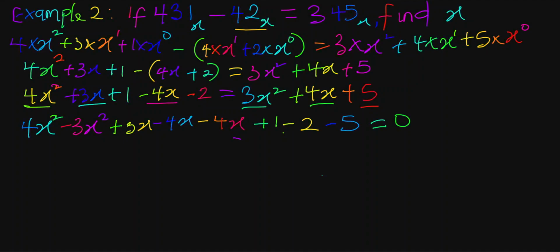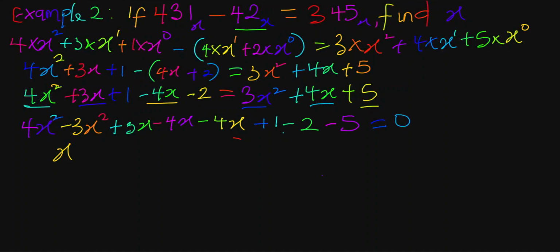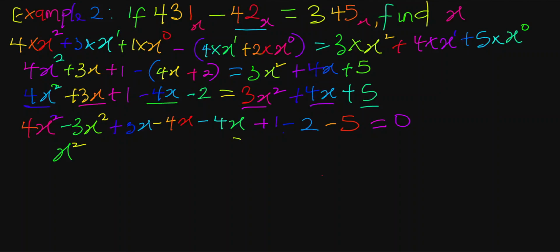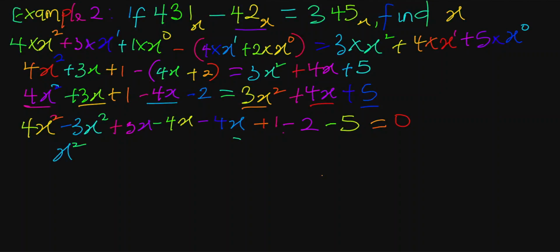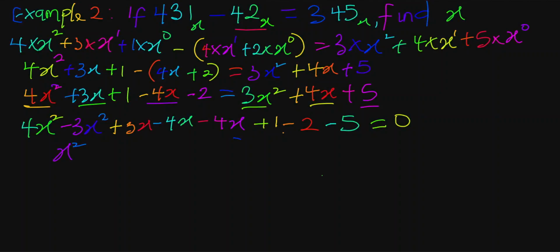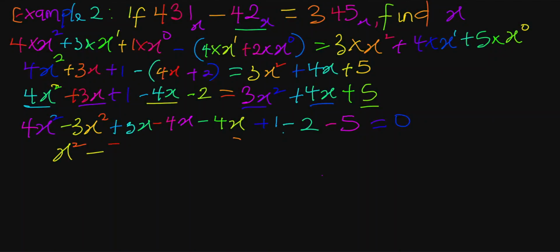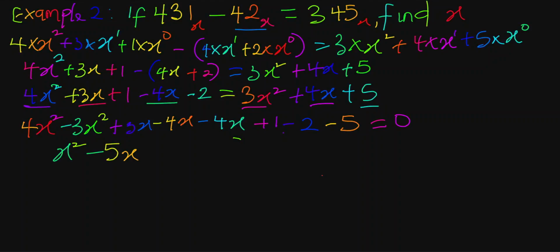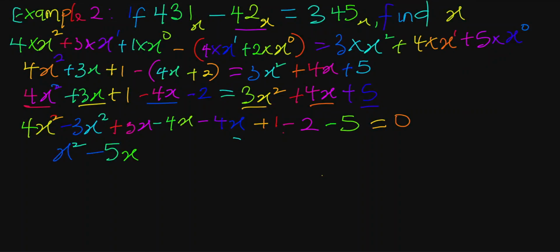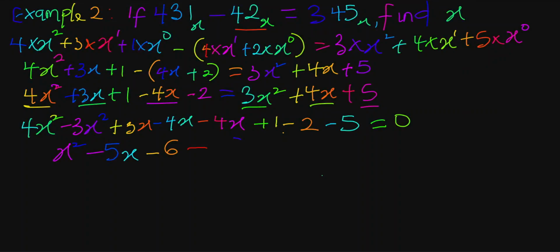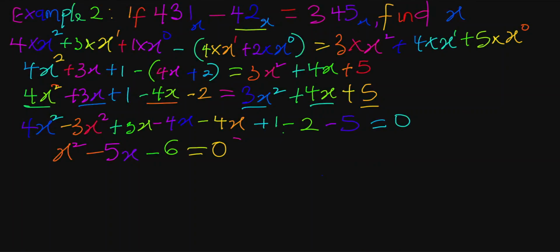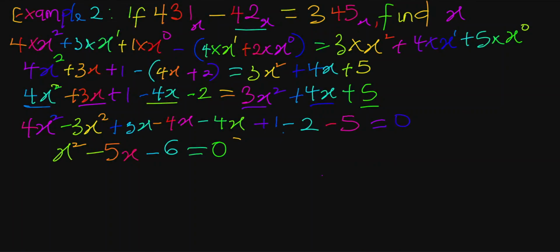4x squared minus 3x squared is x squared. Then 3x minus 4x minus 4x, everything put together, is minus 5x. Then we have 1 minus 2 minus 5, that's minus 6, equal to 0. As you can see, this leads to a quadratic equation.